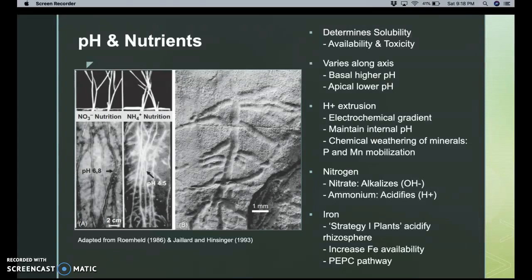Under more severe alkaline conditions, essential micronutrients become insoluble and thus unavailable to plants. Certain species in the Gramineaceae family, known as strategy 1 plants, acidify the rhizosphere as a mechanism in coordination with the PEPC pathway, aiding in the mobilization and uptake of iron.